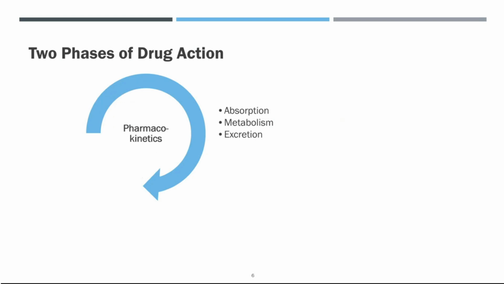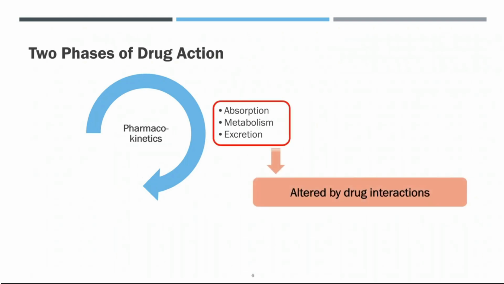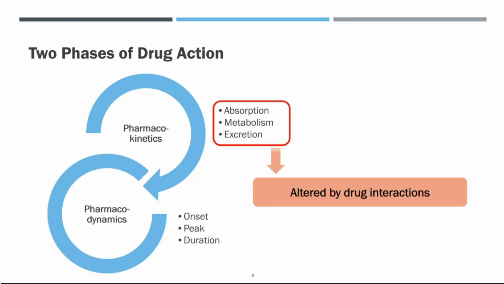To understand drug interactions, you have to understand the two phases of drug action. Under the pharmacokinetic property, there are three components: absorption, metabolism, and excretion of drug. These three are the ones that get impacted by drug interactions. When the absorption, metabolism, and excretion are changed, downstream they will change the pharmacodynamic property of a medication. Those include the onset, peak, and duration of action of medications.